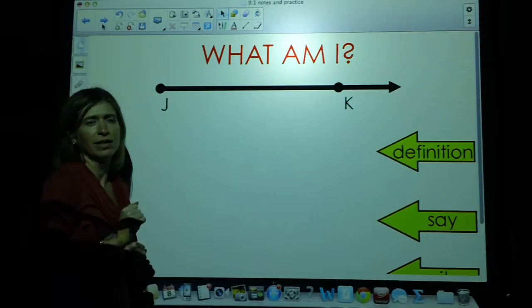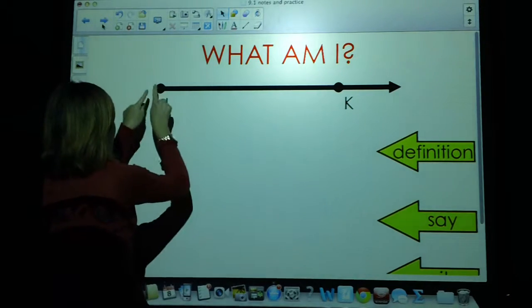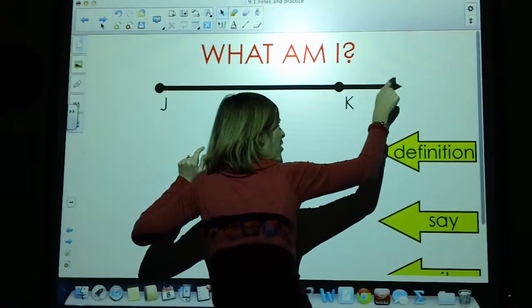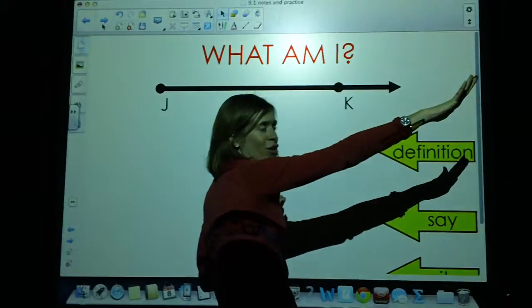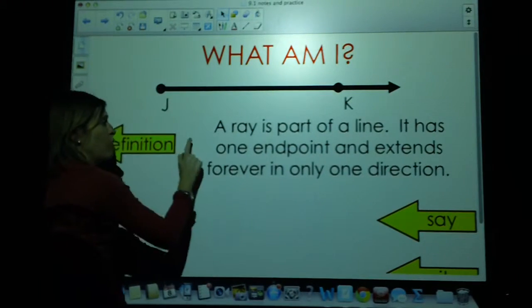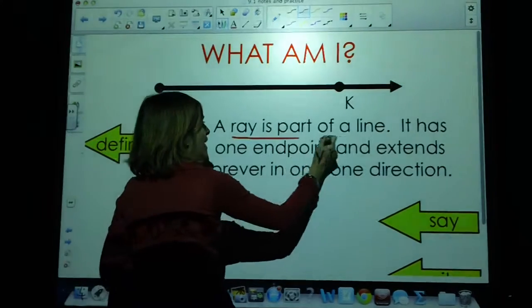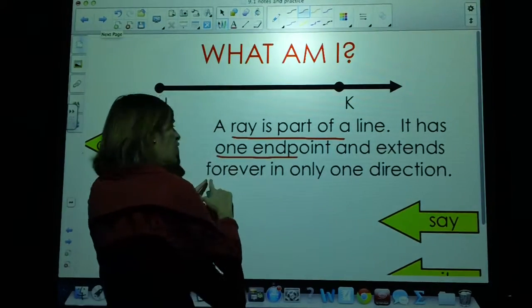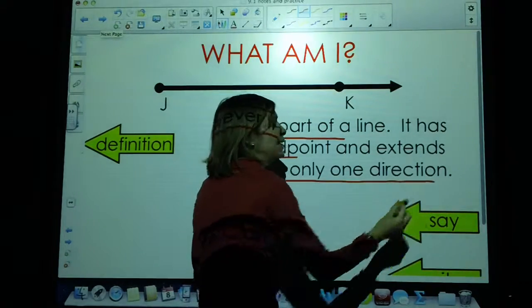Ooh, look at this one. This one I have this endpoint J right here, and I go on, and I have an arrow indicating I'm going on forever. This is called a ray. A ray is a part of a line. It has one endpoint and extends forever, but only in one direction.